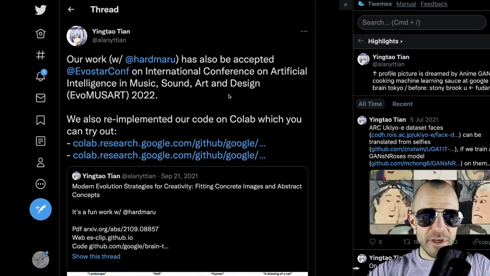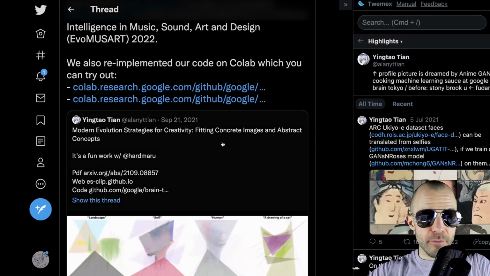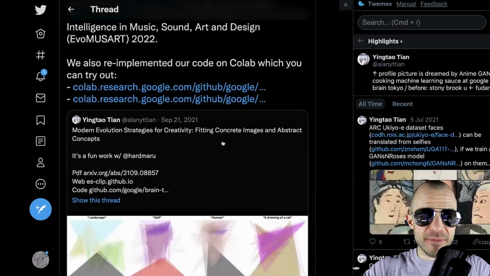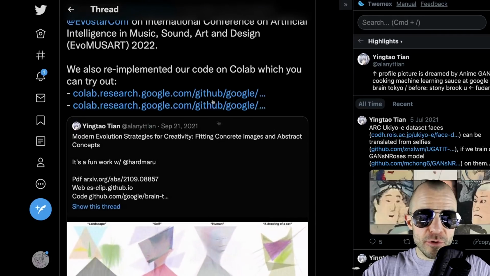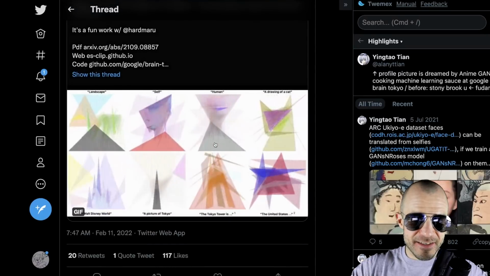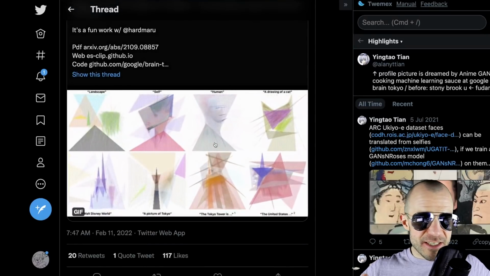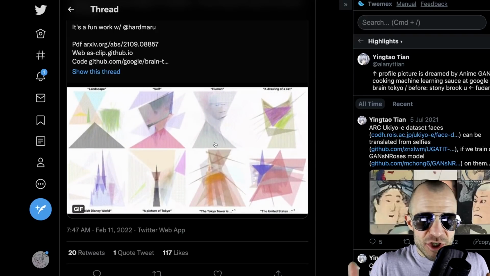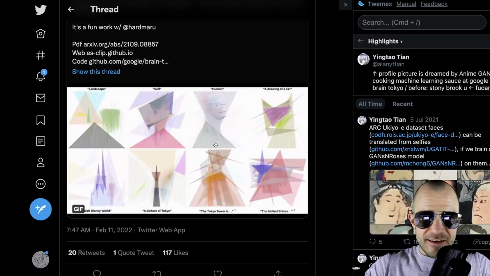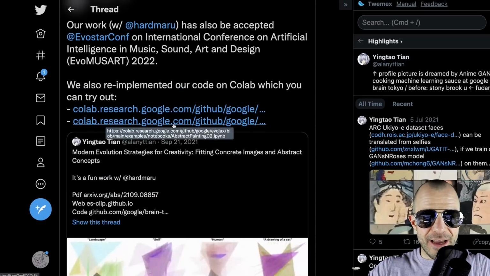Yingtao Tian tweets that their work on modern evolution strategies for creativity has been accepted, and they've provided 2 new collabs that you can try out. This work is very special. It's evolutionary strategies that try to make these collages of things. It uses CLIP and abstract shapes to achieve some visual goals, and it looks pretty sweet, I have to say. So now there's 2 collabs where you can try it out.